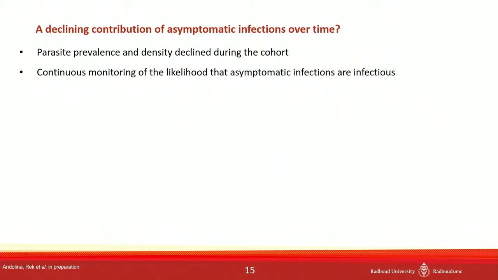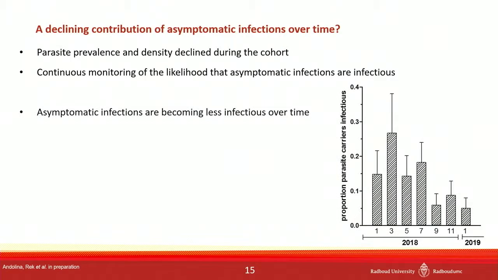Now, the thing that I think is unique about this cohort is that parasite prevalence and density declined so much during that period. And we have this continuous monitoring every 4 weeks. We do membrane feeds to see how likely it is that an asymptomatic case infects mosquitoes. And the densities decline, as you would expect. You also see 2018, 2019, the different months.